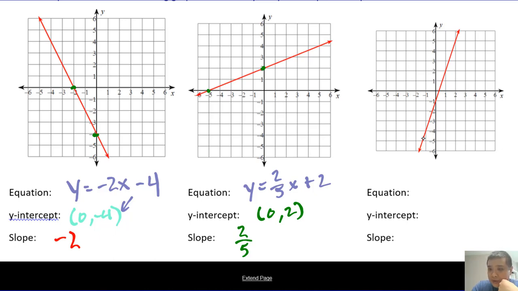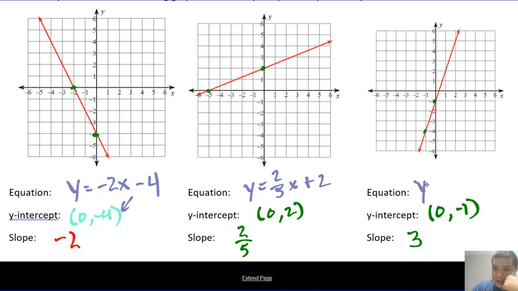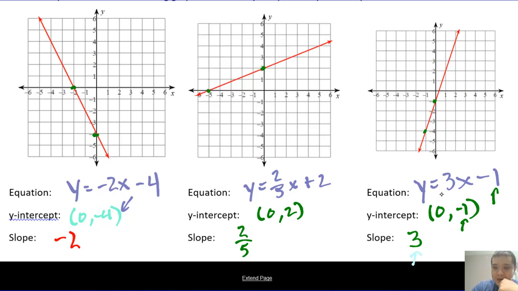Here, we're again going to have a positive slope because left to right we're going upwards. And our slope, let's find 2 points on here. Let's take this point and this point. Over 1, up 3, so our slope is going to be 3. Our y-intercept is 0, -1. And so our equation, therefore, is going to be y equals 3x minus 1. Okay, again, this -1 takes this spot, and our slope is going to take this spot right here in the y equals mx plus b form.